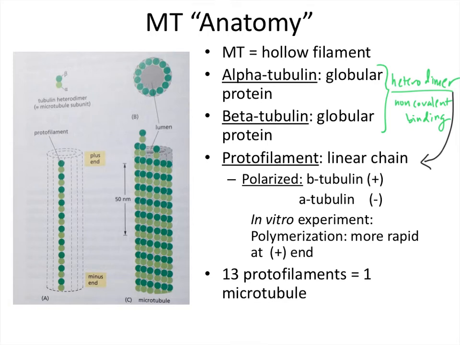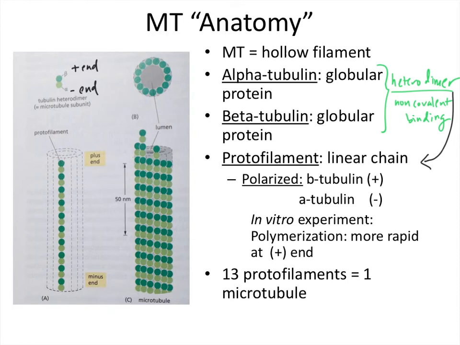It has to do with a growth experiment that was done some time ago, an in vitro experiment in which the polymerization was seen to be more rapid at the plus end. And as you can see, the plus end corresponds to beta tubulin and the minus end corresponds to alpha tubulin. So we see that over here. So we would say that overall for this whole protofilament there's this plus end and the minus end.